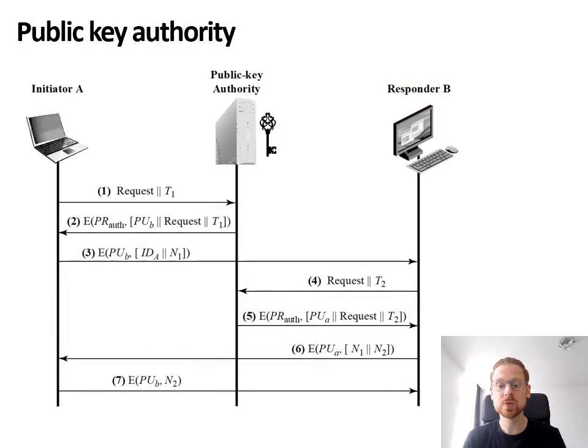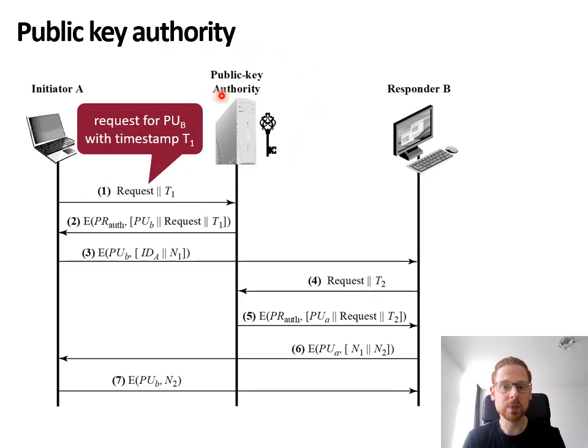A more secure approach is a so-called public key authority, which provides tighter control over the distribution of public keys than a public directory. Here you can see a typical public key authority scenario. In this case, the initiator A will send a request with a timestamp T1 to the public key authority. This request does not need to be encrypted. The authority will use its own private key PR-auth to encrypt a message sent back to A. This message contains the public key of B and the original request and timestamp.